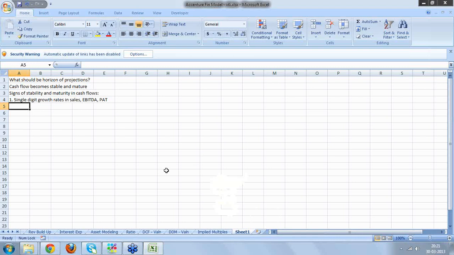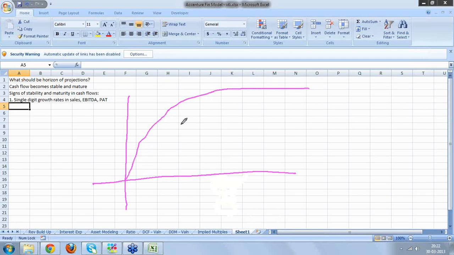Because once your projection period is over, what you are essentially doing is you are forcing the company to grow at a rate which is... So what I'm saying is every company will actually have a very high growth phase, then again a high growth phase, move towards stability, and then ultimately it will grow at a very stable growth rate. The slope of the curve will tell me the growth rate.